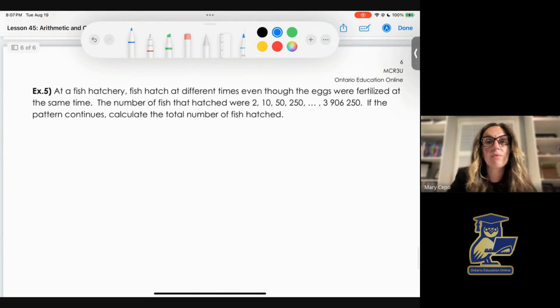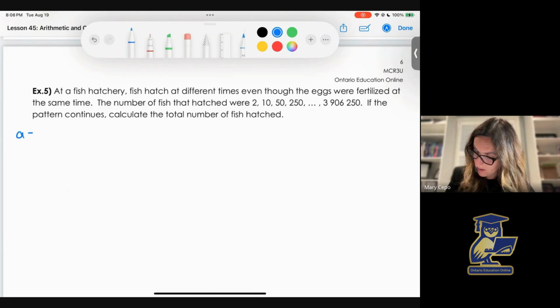Okay, looking at example 5, we have at a fish hatchery, fish hatch at different times, even though the eggs are fertilized at the same time. The number of fish that hatch were 2, 10, 50, 250, all the way to 3,906,250. If the pattern continues, find the number of fish hatched. Okay, so we need to know how many numbers are in this pattern. Okay, so we know that the first number of hatched eggs was 2.